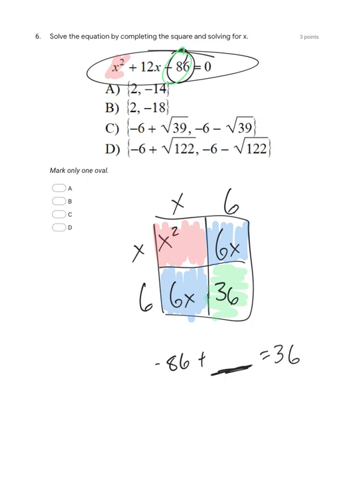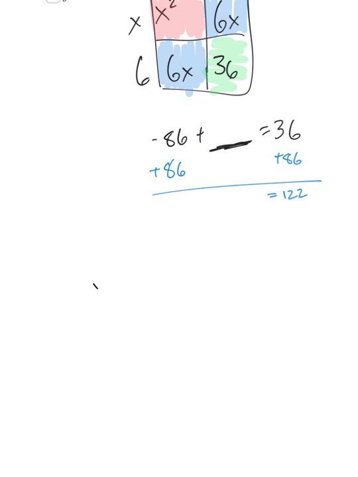Well, you can solve this equation and just say plus 86, and you're going to get 122 on this side. So that means that I need to add 122 to both sides. So I'm going to rewrite that down here. I'm going to write x squared plus 12x minus 86, but then I'm going to write plus 122 equals 0 plus 122.